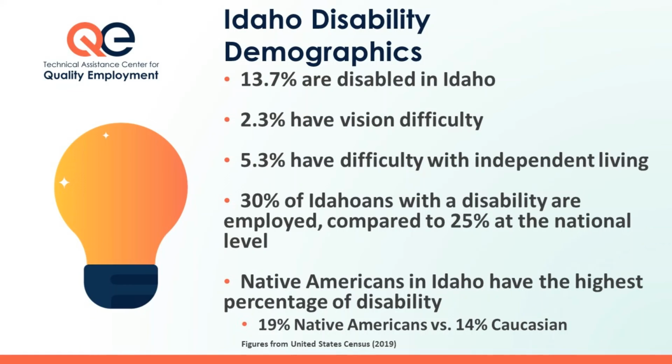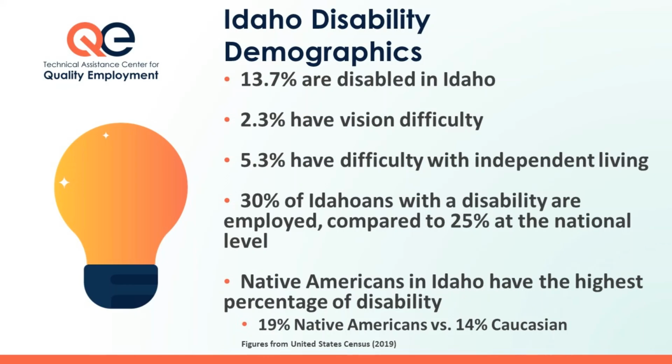An important cultural note about Idaho is that Native Americans in Idaho have the highest proportion of their populations with disabilities. 1 in 5 Native Americans in Idaho qualifies as disabled, as compared to 14% of the population as a whole in Idaho.